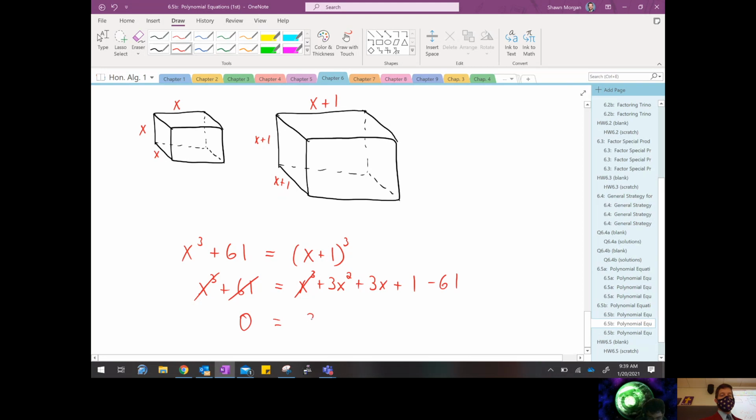Now we're down to a what kind of equation? It starts with a Q, ends with quadratic. It's a quadratic equation. And I'll leave that for you guys to solve, and away you go. You get a couple answers. One of them would be extraneous, by the way.